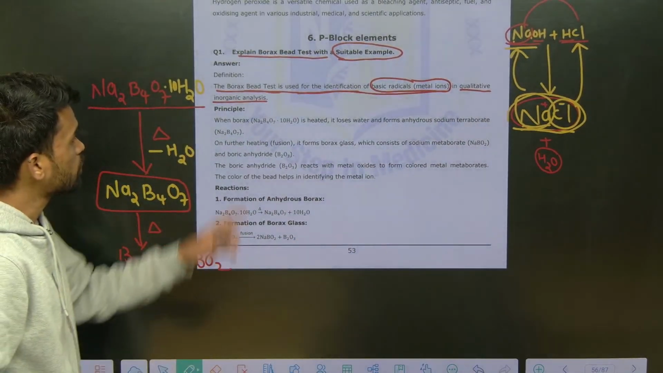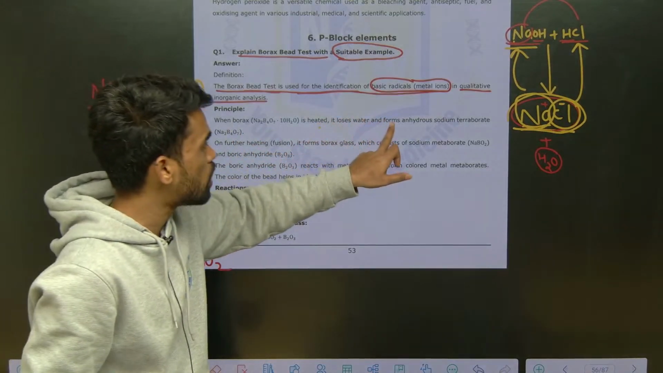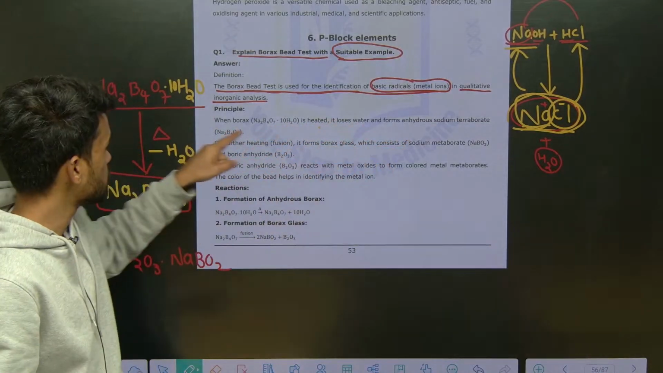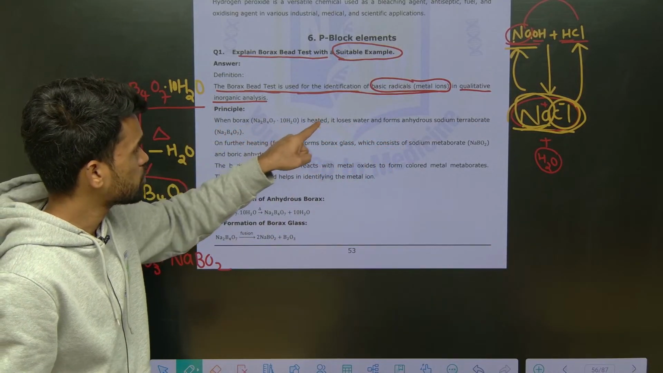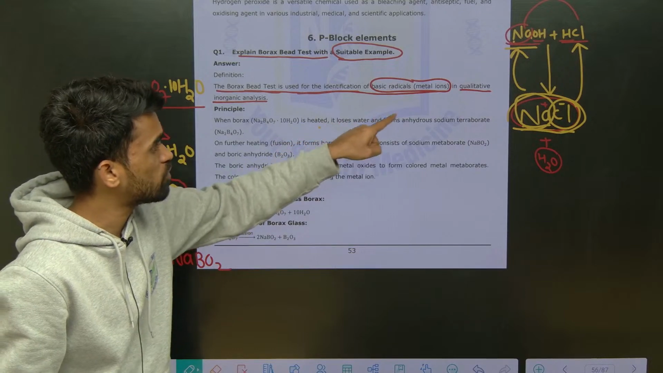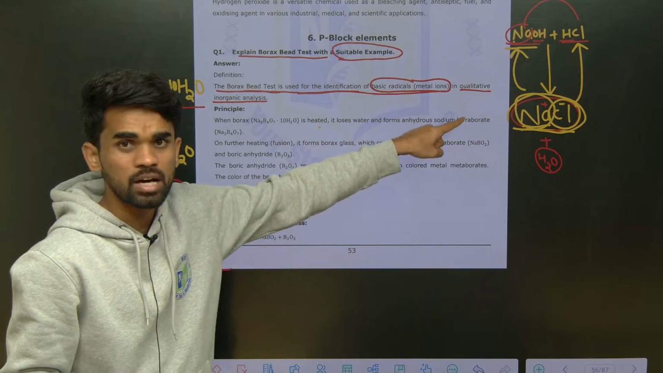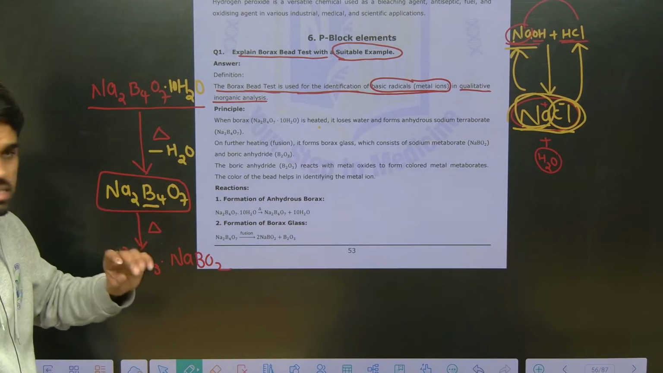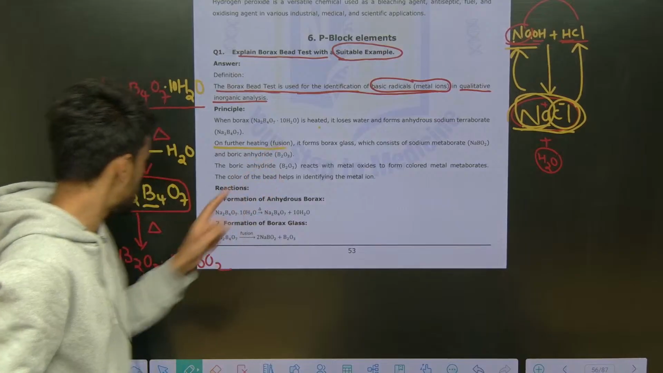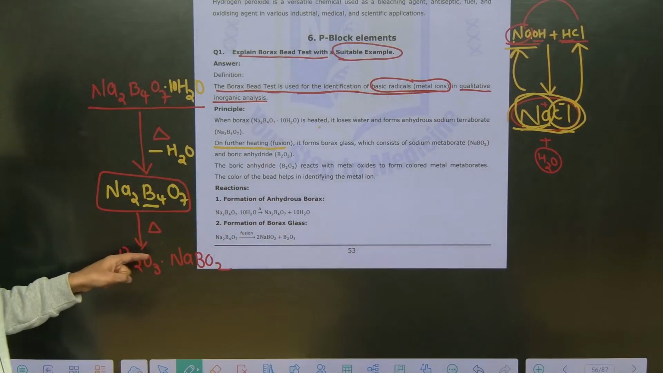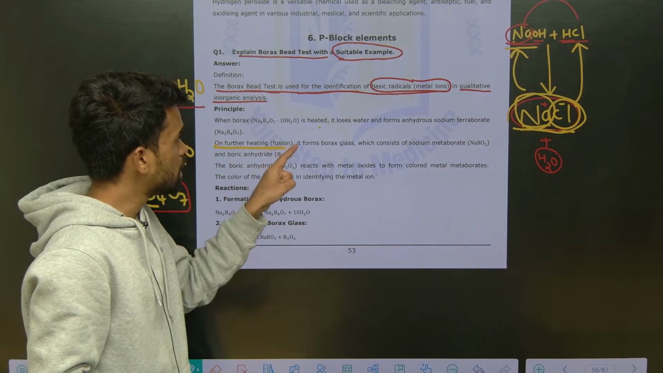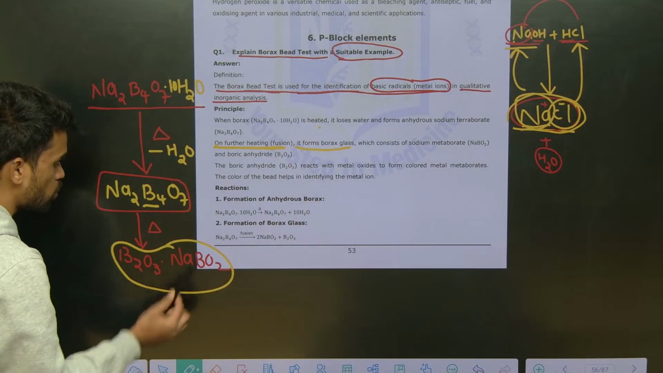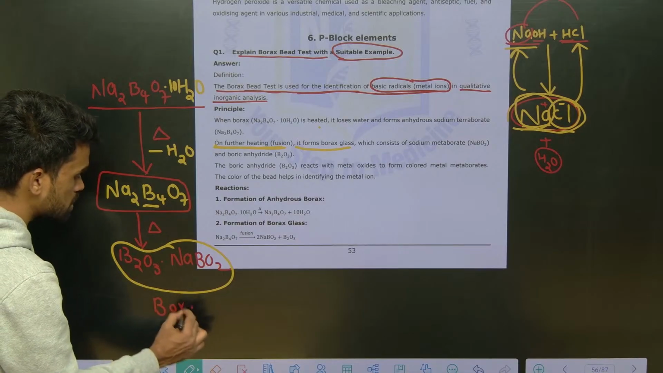Just look here, when borax is heated, it loses water. Whatever steps we have made here are only written theoretically. When borax is heated, it loses water and forms anhydrous sodium tetraborate. On further heating, this process is called fusion, and it forms borax glass. Whatever product is formed here is considered borax glass.